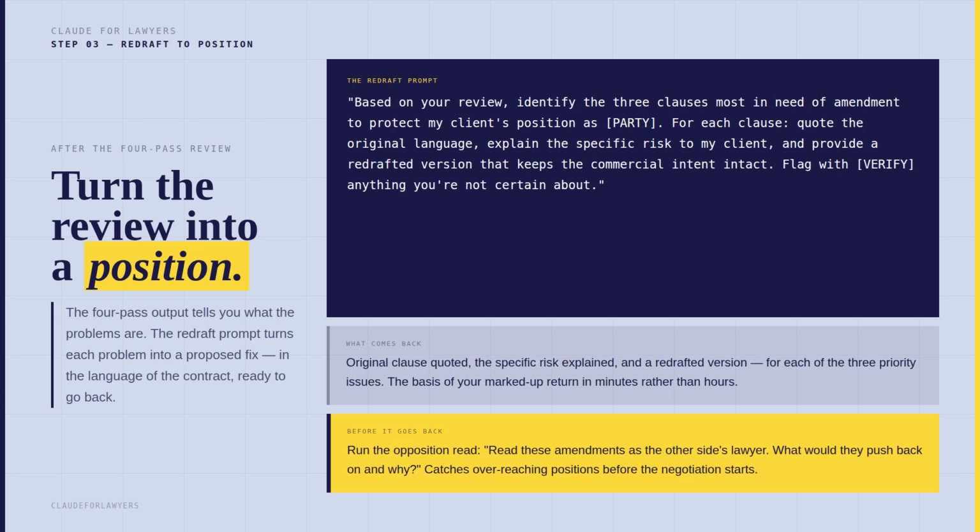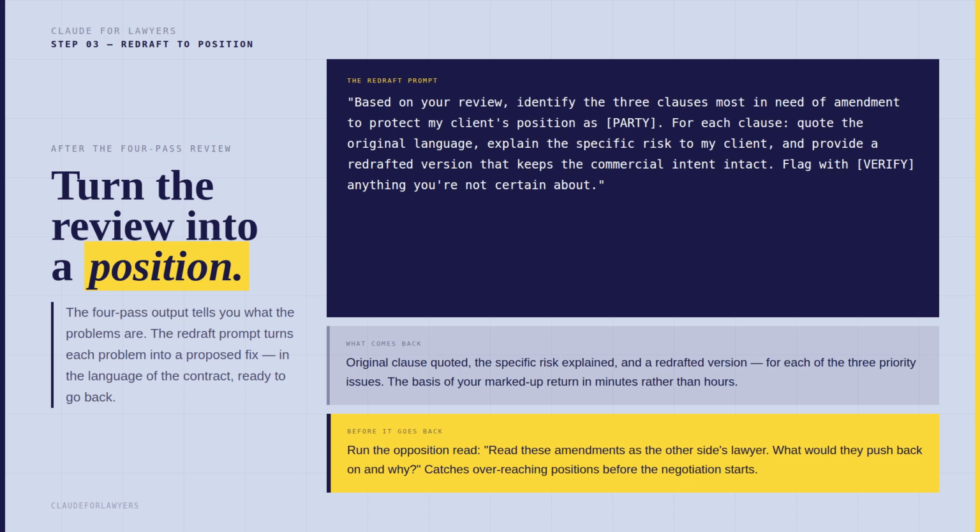Based on your review, identify the 3 clauses most in need of amendment to protect my client's position as party. For each clause, quote the original language, explain the specific risk to my client, and provide a redrafted version that addresses the risk while keeping the commercial intent of the clause intact. Flag with verify anything you're not certain about.